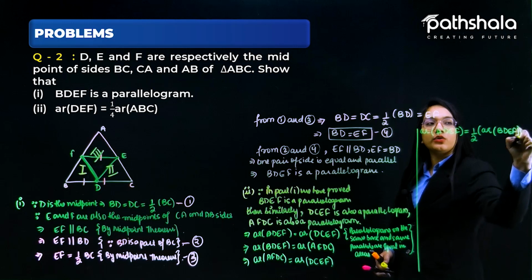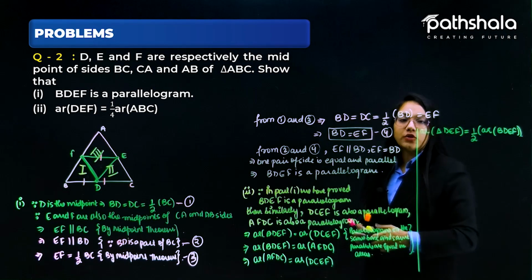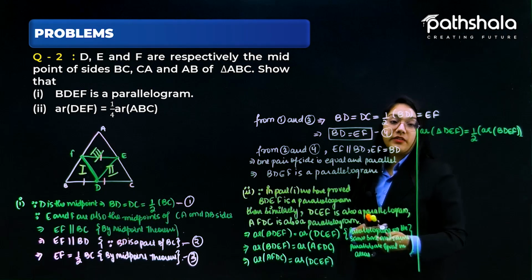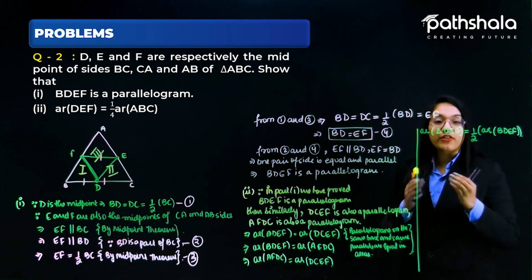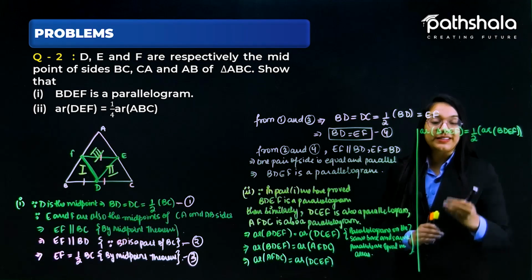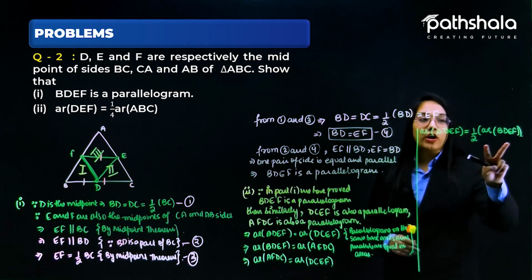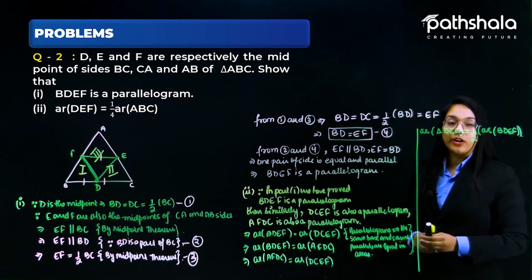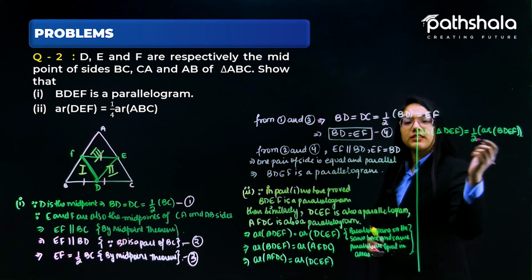BDEF, because we already know that whenever we have a triangle and a parallelogram lying on the same base and between the same parallels, then the area of the triangle is always half of that of the parallelogram. So using this concept, we can say that this is equal to this.